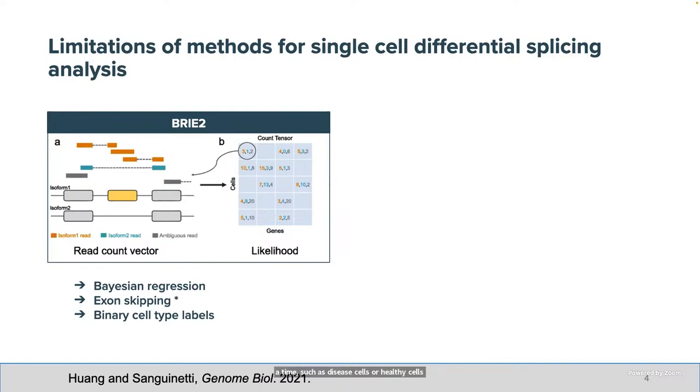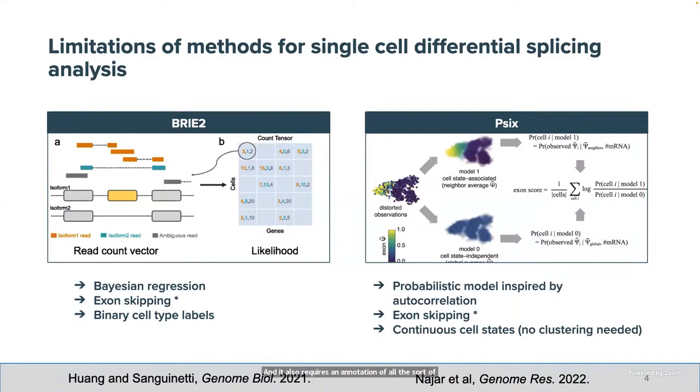It also requires an annotation of all the splicing events that you're interested in looking at. Meanwhile, a newer method called SciX, or I think they like to say SIX, is a probabilistic model that's inspired by autocorrelation. Here, rather than requiring pre-annotated cell types, it focuses more on modeling whether an exon will be cell state associated or cell state independent across this more continuous space. So what if we wanted to discover potentially new splicing events, for example, those not annotated in the reference genome? And also, what if we didn't have well-sorted cells with nicely defined marker genes to define those cells in advance?